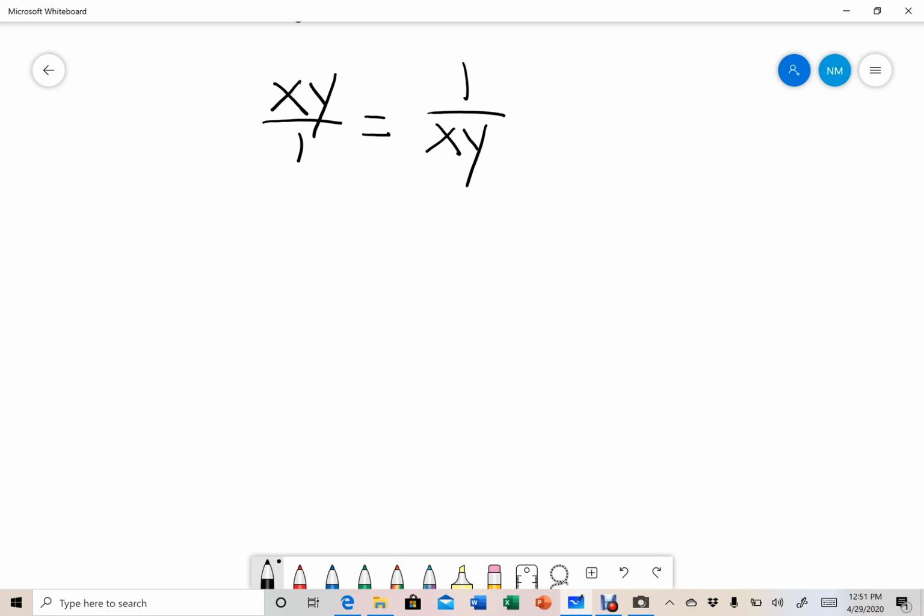So anytime I have a variable a, b, and it's just sitting there, what's the reciprocal of this? Well, it would be 1 over a, b, because technically we know that a, b is over 1. All right. Okay, next.